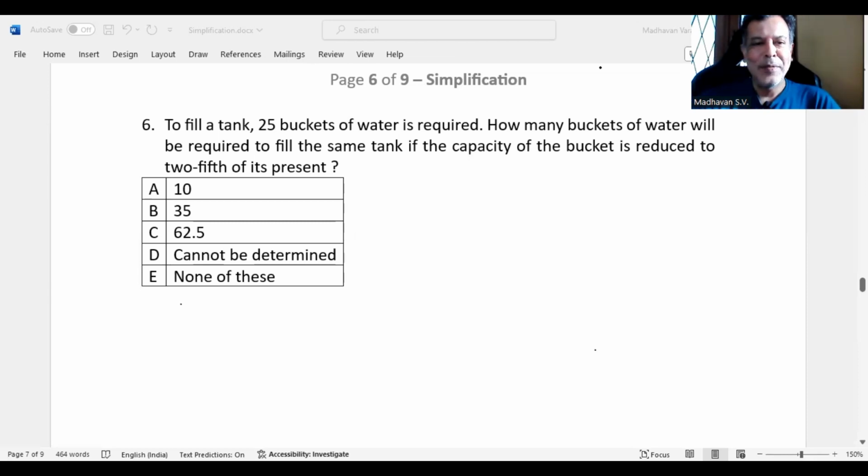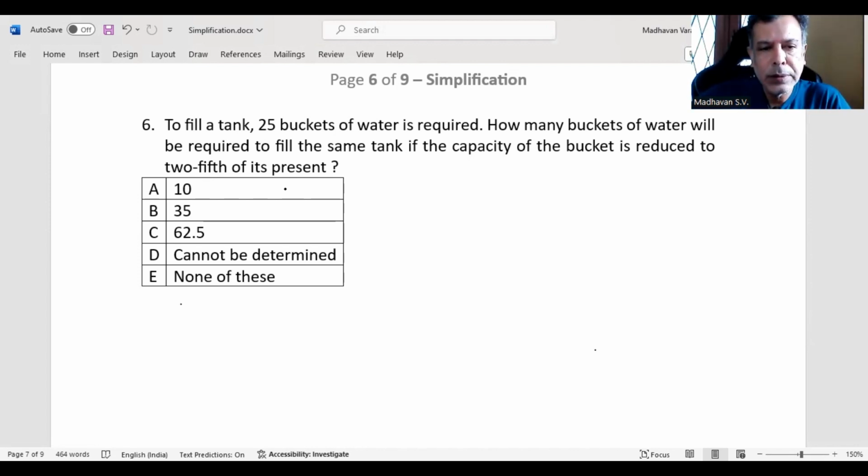Continuing with the topic simplification, the sixth question: to fill a tank, 25 buckets of water are required. How many buckets of water will be required to fill the same tank if the capacity of the bucket is reduced to 2/5 of its present?